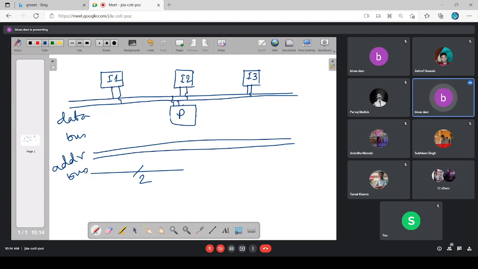Same is true for the output handling with the output device also. There also the same address bus and the same data bus will be there, but the output device will accept data from the data bus. They will not send data to the data bus. They will just receive data from the data bus. That's the only difference between the input device and the output device. The same set of data bus and address bus will be present in the whole system.